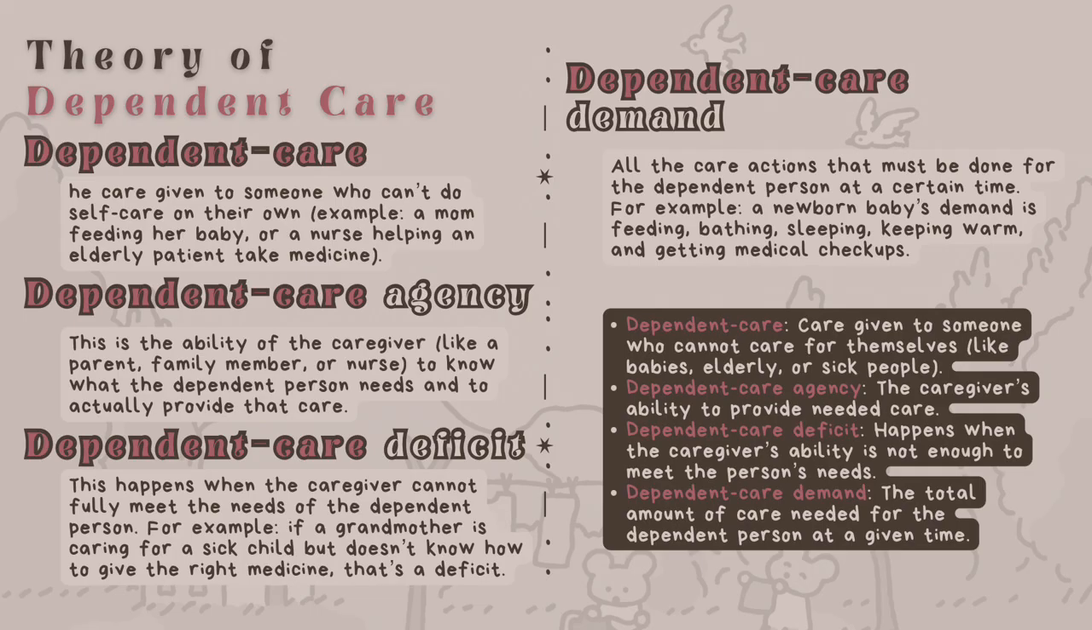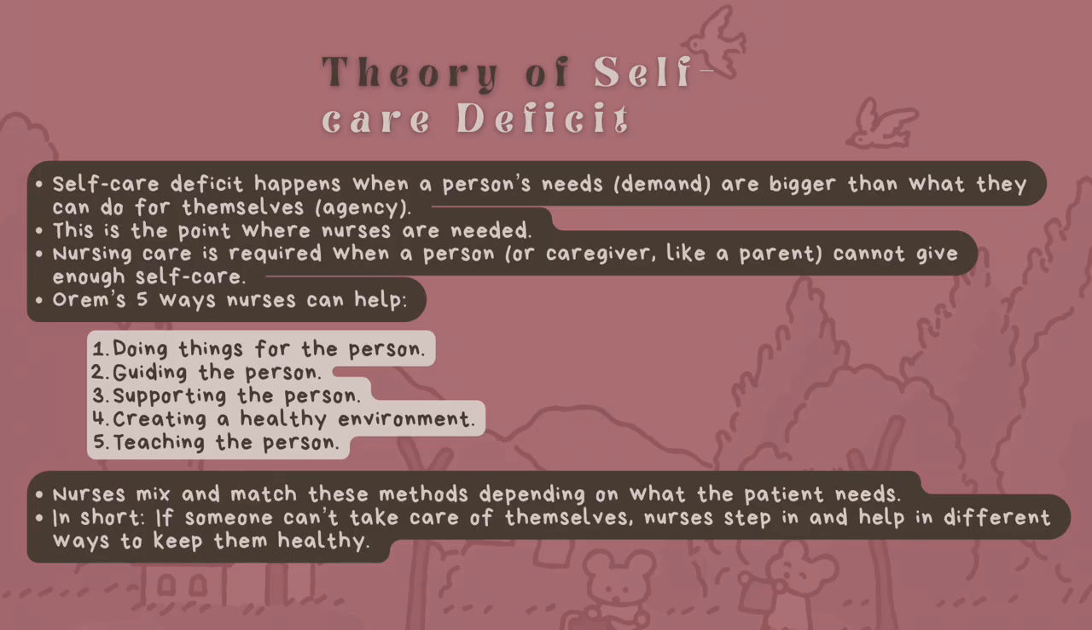Next is theory of self-care deficit. Self-care deficit happens when a person's needs or demands are bigger than what they can do for themselves, or their agency. This is the point where nurses are needed. Nursing care is required when a person or caregiver, like a parent, cannot provide enough self-care. Orem's 5 ways nurses can help: first, doing things for the person. Second, guiding the person. Third, supporting the person. Fourth, creating a healthy environment. Fifth, teaching the person.